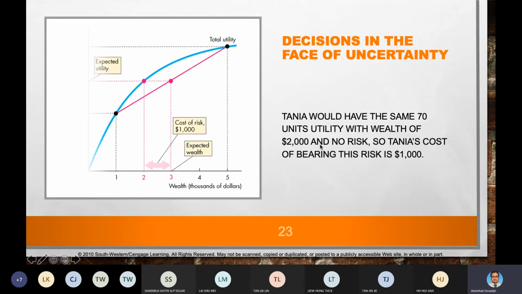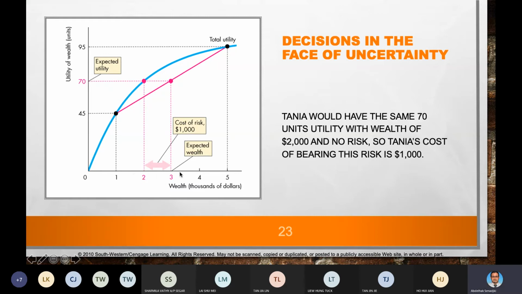So therefore we say that Tina would have the same 70 unit utility with wealth of 2,000 and no risk. So Tina's cost of bearing this risk is 1,000. If she wants to get this 70 utility without risk, she is bearing the cost of 1,000 that she could get as wealth.